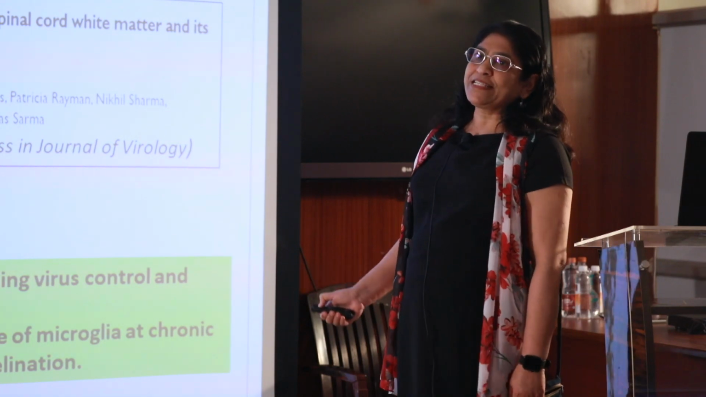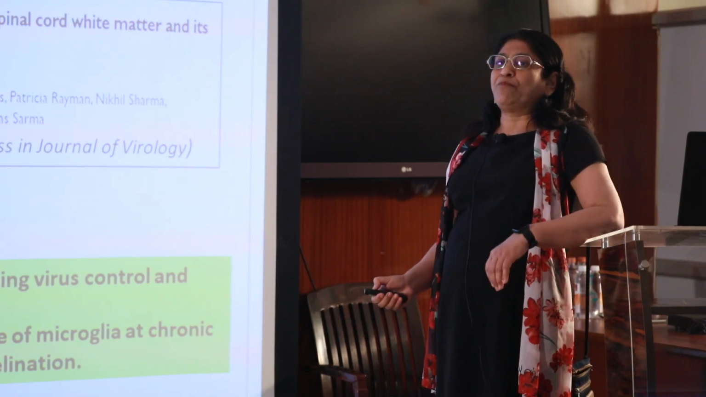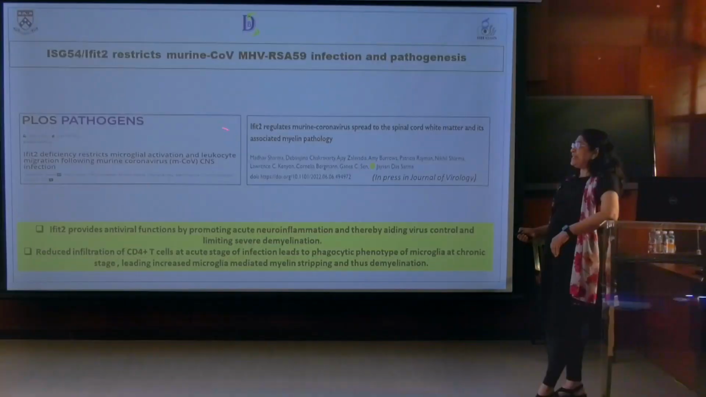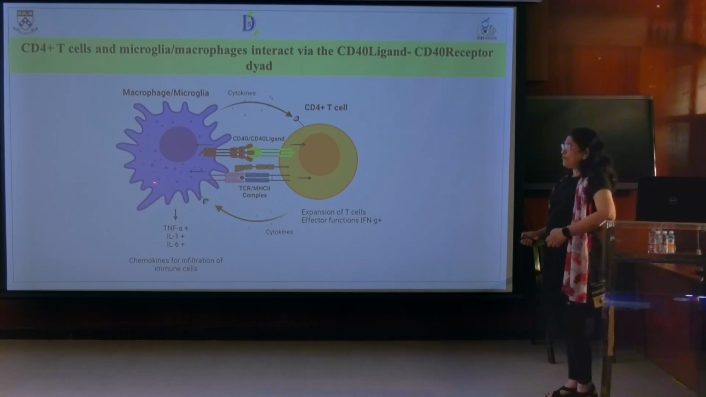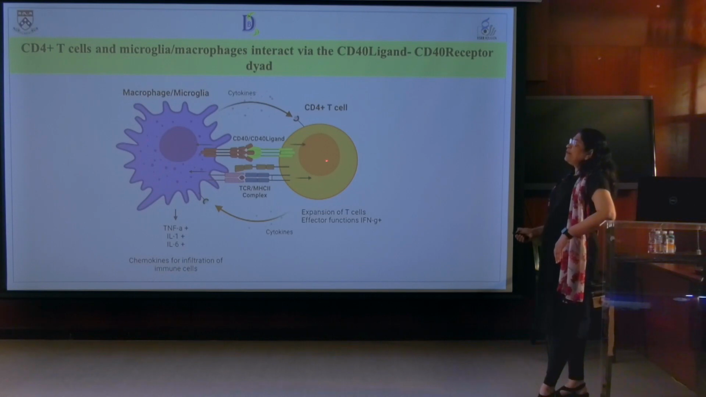So from the mechanistic standpoint, we came to a point that microglia and monocyte-macrophage mediated myelin stripping is a major cause of the IFIT2-mediated viral clearance and viral myelin stripping. So then if I combine these two, we came to two dyads. One is the CD4 T cell, and one is microglia macrophages.